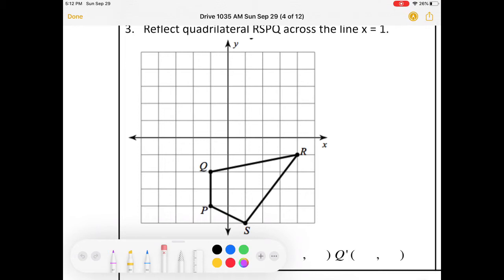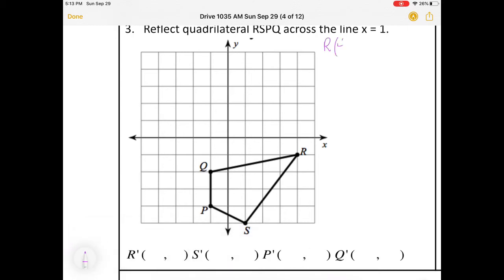Okay, so we still have our original coordinates. I'm going to write those down for you guys. R is 4, negative 1, same as from the top. You don't need to rewrite them on yours, I'm just writing them so you can see. Those are our originals that we have down here on the graph.